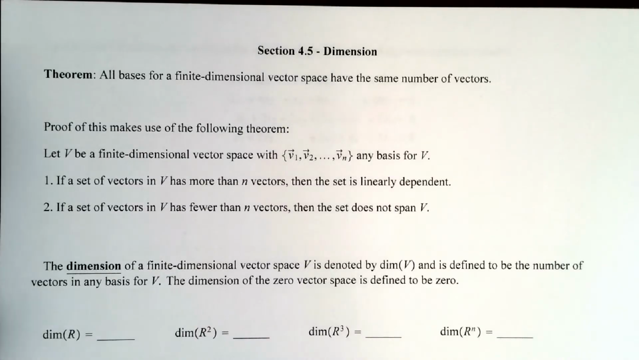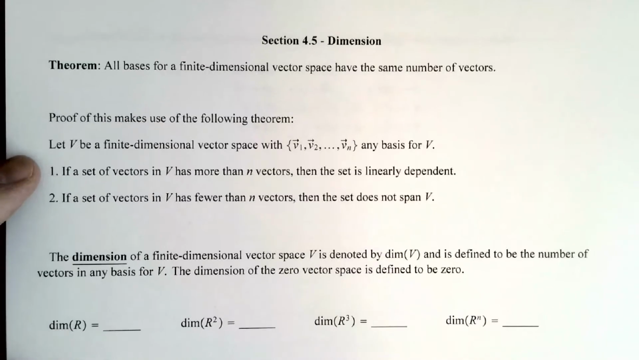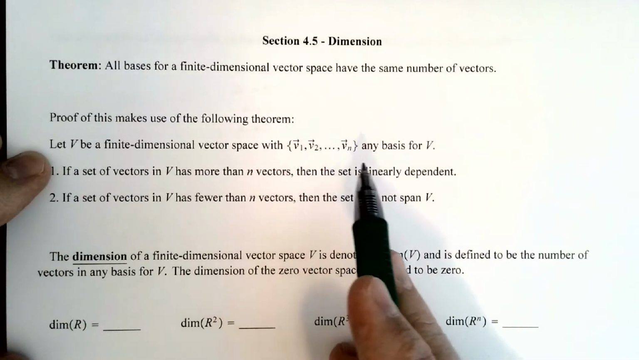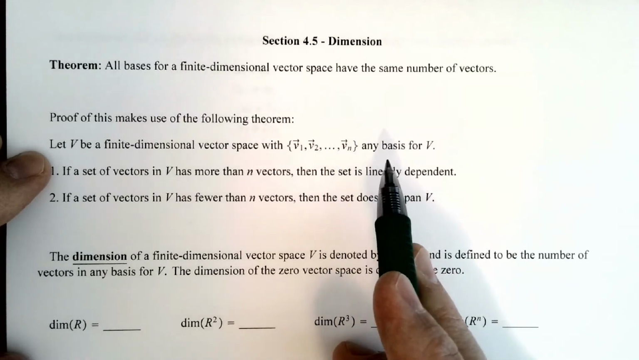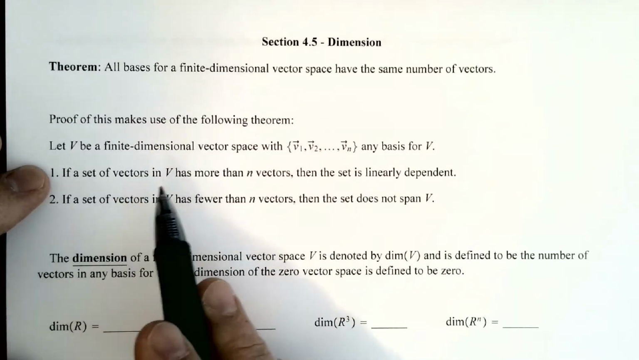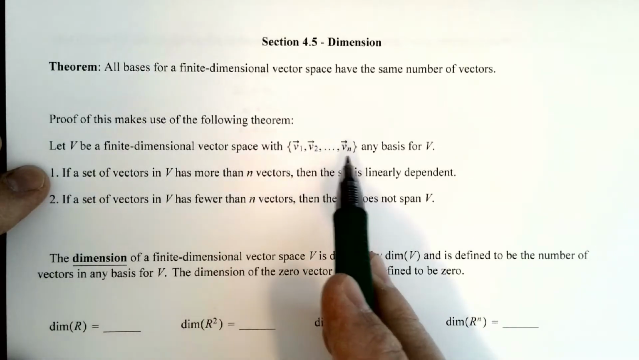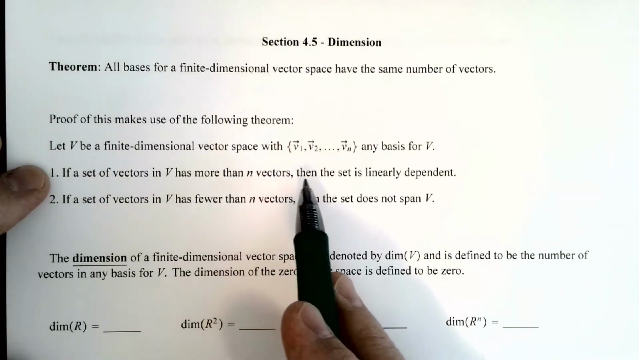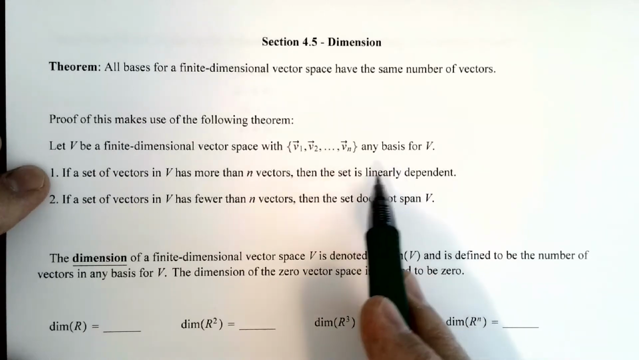Okay. Now the proof of this theorem I'm not going to prove, but it makes use of the following: if we have a finite dimensional vector space that has n vectors in the basis, then if we have a set of vectors in that same vector space with more than n vectors, more than the vectors that we have in any basis for that vector space, then that set of vectors must be linearly dependent.